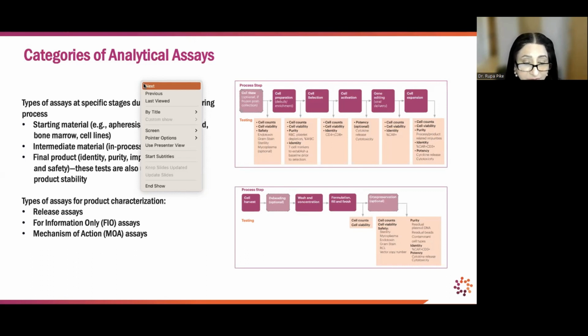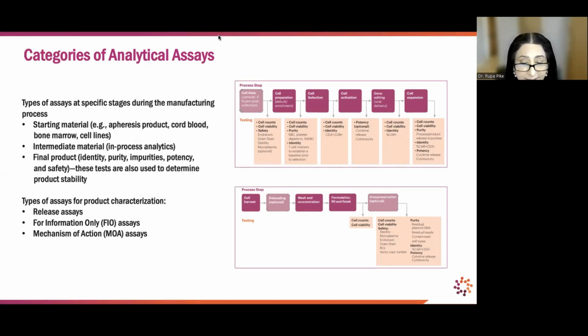FIO assays can be tracked through process changes to reinforce comparability and help identify non-crucial characteristics. So an example would be determining time points in culture when cells stop producing a specific cytokine, even if that does not affect its target function in patients. So that is a really good example.